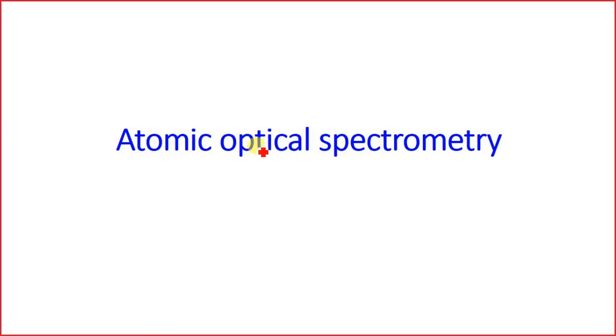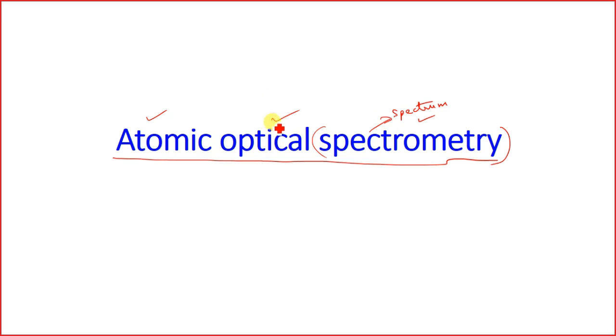Good evening, everyone. Today we will start with atomic optical spectrometry. If you see, there are three words: atomic, optical, and spectrometry. We have all seen what spectrometry is. Then we have this optical. What is optical? We know it is associated with optics, right? So optics is basically visualization.